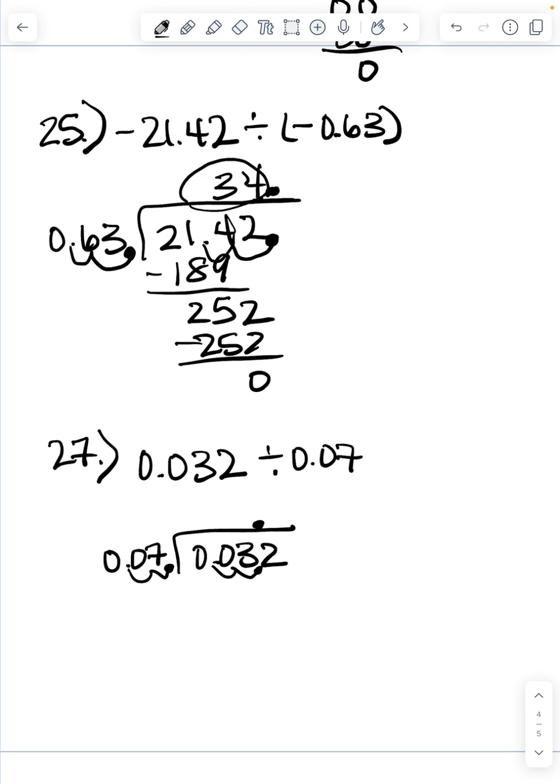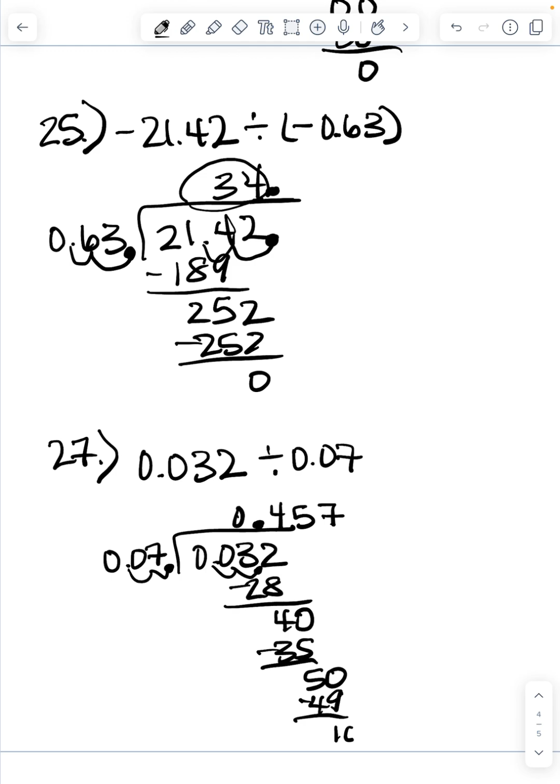Okay, so 7 does not go into 3, but it does go into 32. 4 times gives me 28. Subtract, get 4, bring down a 0. 7 goes into 40 5 times. That's 35. Subtract, bring down another 0. And 7 goes into 50 7 times. That's 49. Subtract. Okay, I'm going to probably keep going a little while with that.